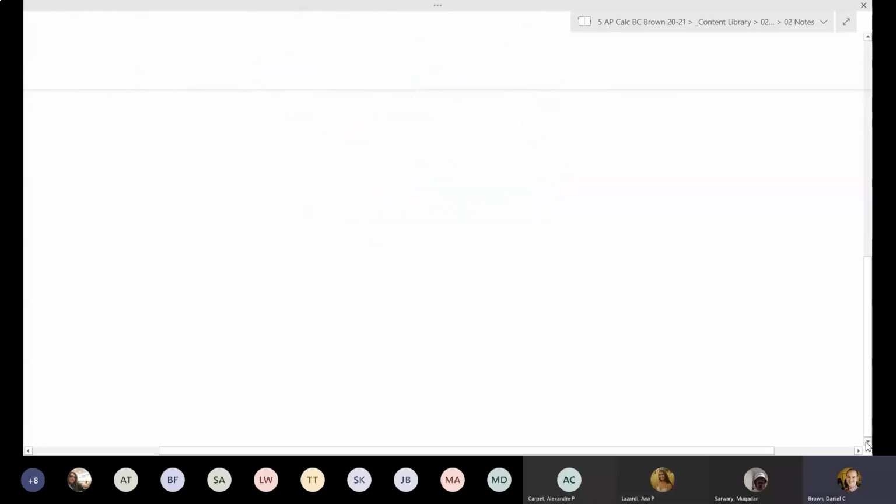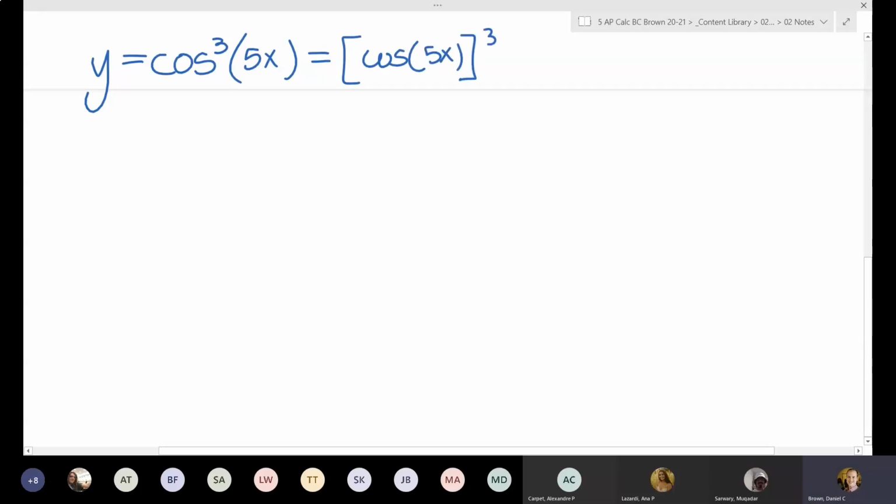Let me do another one real fast. We're going to take the derivative of the cosine cubed of 5x. So I'm taking the derivative of cosine cubed of 5x. We want to work our way from the outside to the inside. A way to think about this one is this is the cosine of 5x, cubed. So we're going to work our way from the outside to the inside. So when I do my derivative, the outside function is something cubed.